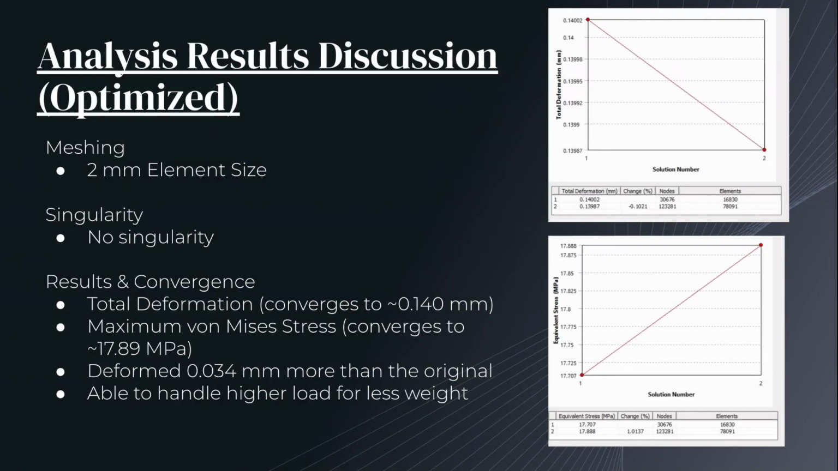In this analysis for the optimized case, we used the same meshing size to gain that same accuracy. According to these two charts, there are no singularities, and it does peak and plateau at a point due to the change being very small. The results of this optimized model for the total deformation converge to around 0.14, as I mentioned before, and the maximum von Mises stress converges to about 17.89 megapascals.